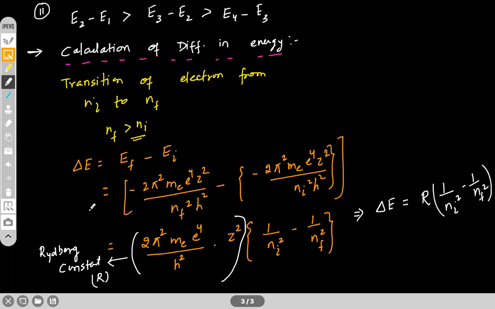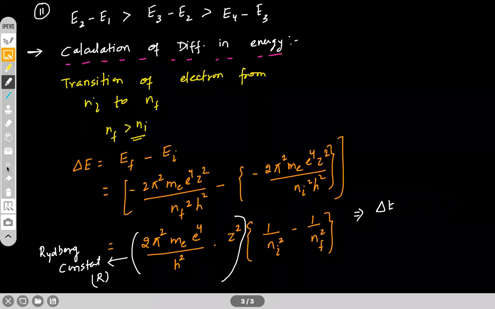Oh, just a second. I missed one thing here. Delta E, we did not take into consideration. No, don't write, just a second. Nothing is wrong, but one change will do. Okay, this side I forgot to write here.